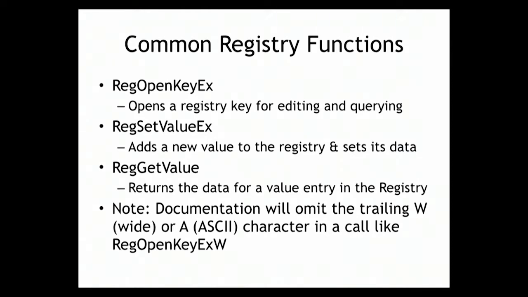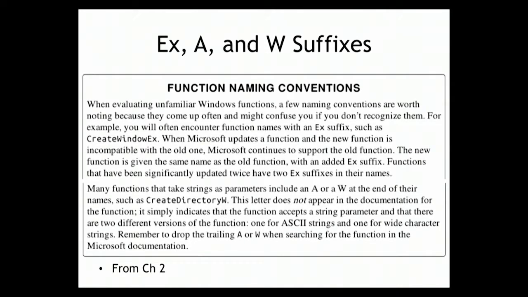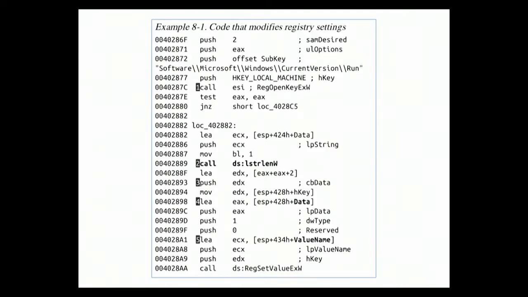These are the API calls you use to open a key, set values, get values, and so on. And I mentioned before, the documentation will often not bother with the W or A. They just expect you to know that doesn't really matter. There's the convention for all this, X, A, and W, explaining it, but I've given you a quick summary of it. So here's code from malware that will do this.